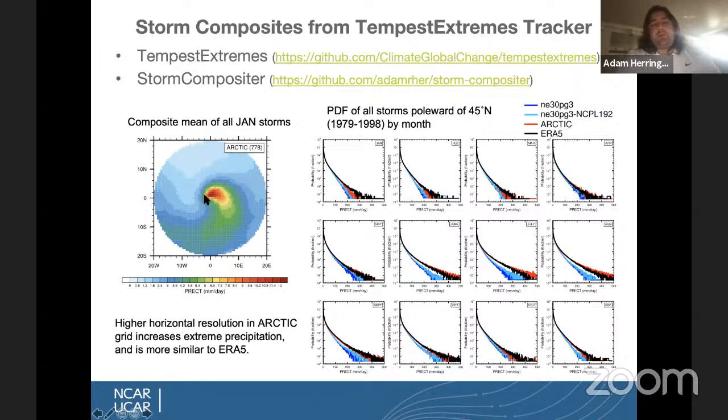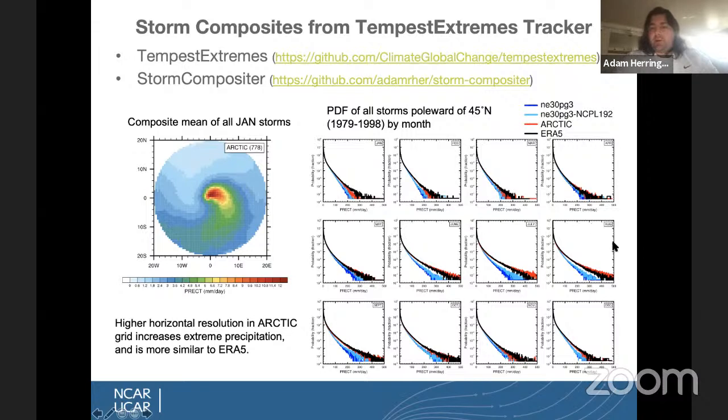And so you can also perform statistics in this domain on all the members that were used to make this composite. And so I have PDFs of PRECT by month. I'm comparing the red, which is the Arctic, and the blue, which is the NE30 PG3, so the 1 degree control. And then the light blue is the same, but with a smaller physics time step that matches the Arctic grid. And so when you compare light blue to red, it's purely the effect of the increase in spatial resolution. And then ERA5, I ran the tracker on that for comparison.